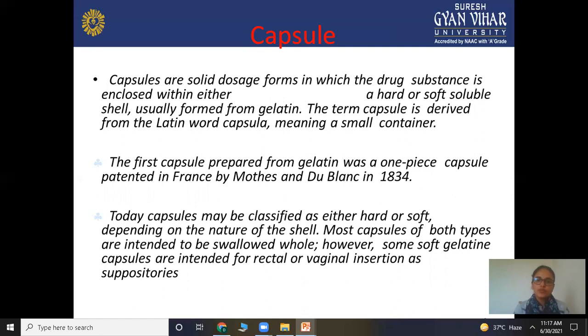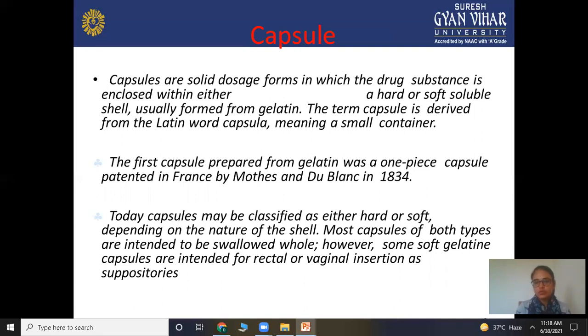The first capsule prepared from gelatin was a one-piece capsule patented in France by Mothes and Dublanc in 1834. This means the first capsule was discovered in 1834, and it was a one-piece capsule. Today, capsules may be classified as either hard gelatin or soft gelatin, depending on the nature of the shell. So today capsules are available in two forms, hard and soft gelatin capsules.